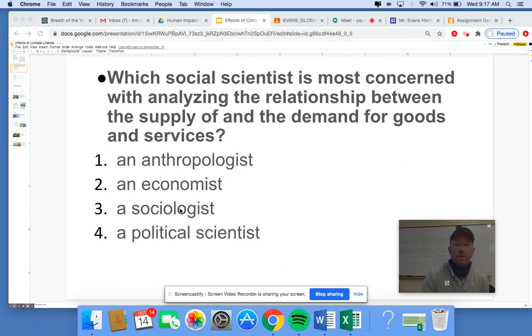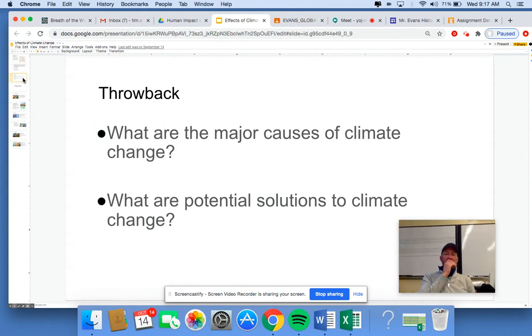All right, so our throwback has to do with the causes of climate change. Now, there is one major cause, and it is burning fossil fuels. When you burn fossil fuels, it releases carbon dioxide, which creates the greenhouse effect. Three fossil fuels from dirtiest to cleanest: coal, petroleum, natural gas. Anytime you burn any of those, we're releasing carbon dioxide, leading to climate change.